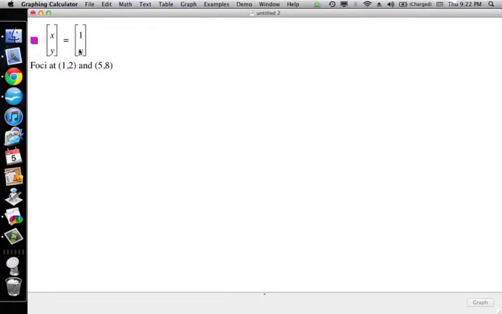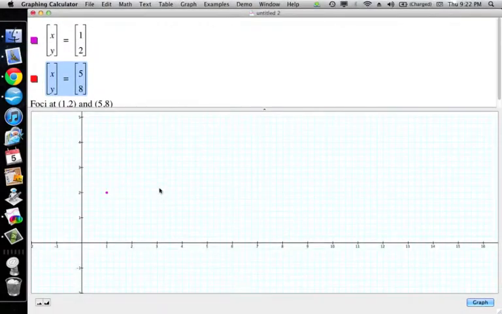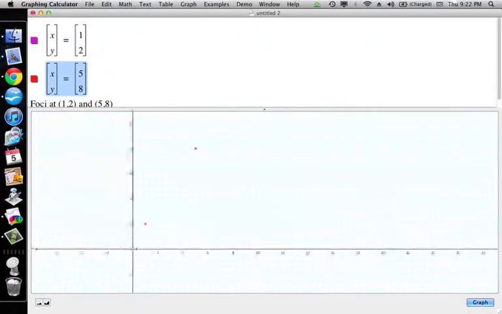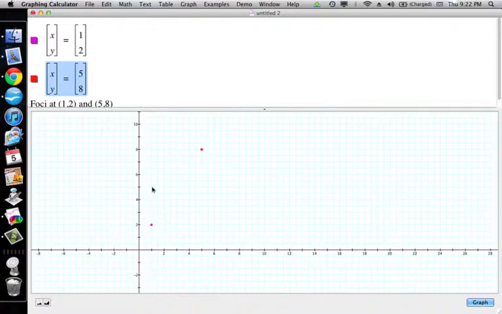1, 2. Copy that. Paste it. 5, 8. And so then I graph that out. And I've got, there's my 2 points. So those are my foci.